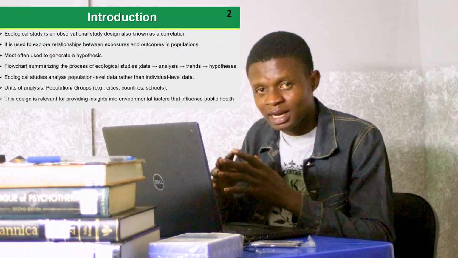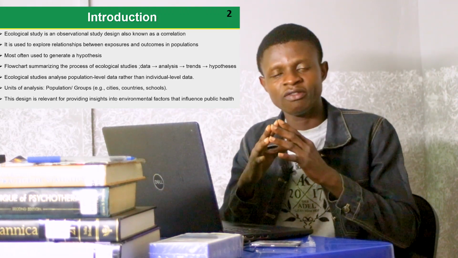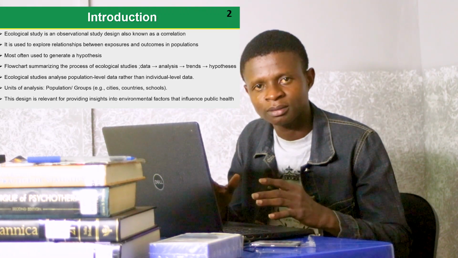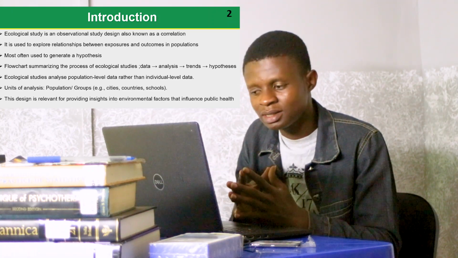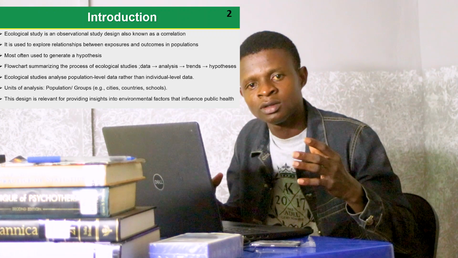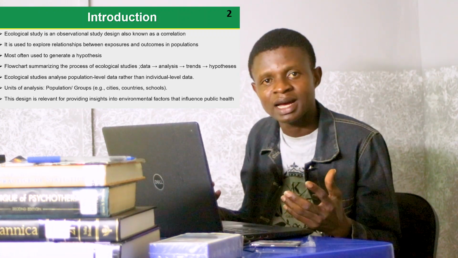And then the flow chart that summarizes ecological study. For the first step, you take your data, and after the data collection, you analyze it based on trends to see if the hypothesis that you set is true or false. Then you can justify your results, that the hypothesis that living in an air polluted environment has a significant association with developing lung cancer.